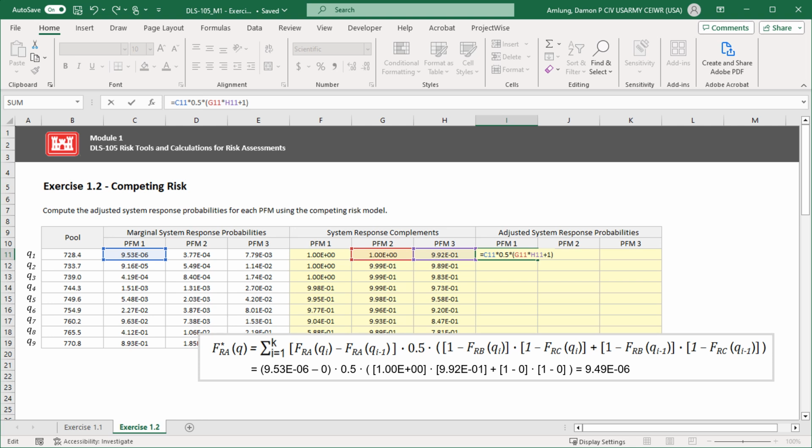For hazard Q1, shown as Q sub i minus 1 in the equation, the system response for all the failure modes will be taken to 0, as shown here. Without the 0 terms, the equation becomes the PFM1 marginal system response times 0.5 times the quantity of the complement of PFM2 times the complement of PFM3 plus 1, because the quantity of 1 minus 0 times the quantity of 1 minus 0 is equal to 1.